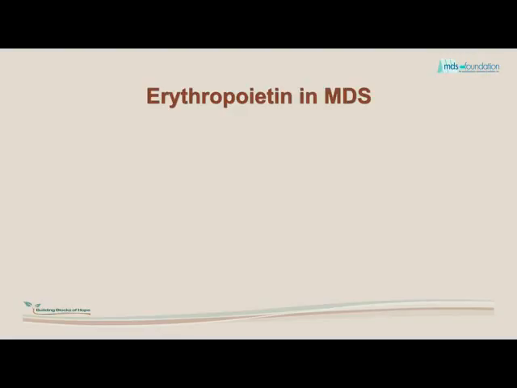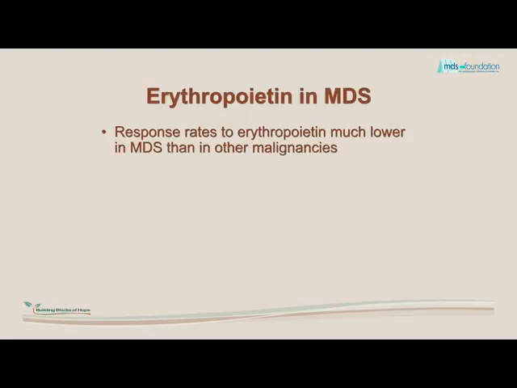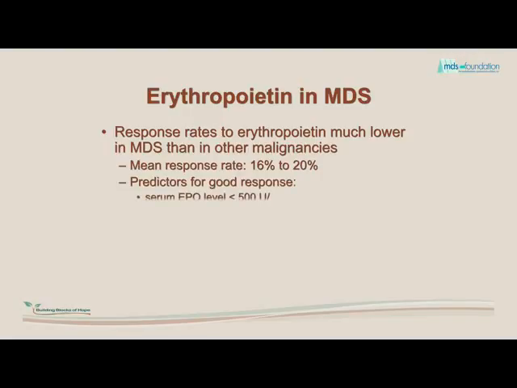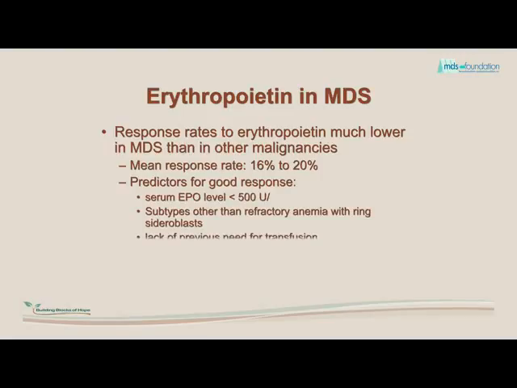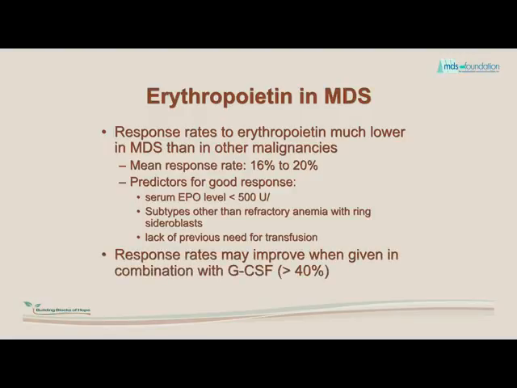The response rate to treatment with erythropoietin, or the ESAs, is much lower in patients with MDS than it is in patients with other malignancies. The average response rate ranges from 15 to 20%. However, there are certain features that identify patients with a more favorable response. Those include a serum erythropoietin level that is less than 500, subtypes of MDS other than refractory anemia with ring sideroblasts, and the lack of need for frequent transfusions. The response rates to ESAs can be improved when given in combination with other growth factors such as G-CSF or Neupogen.